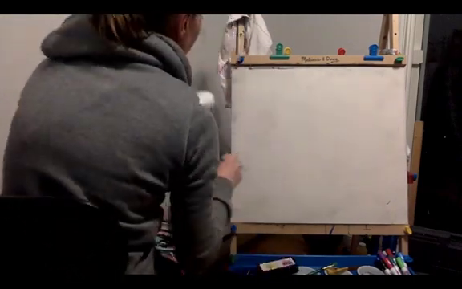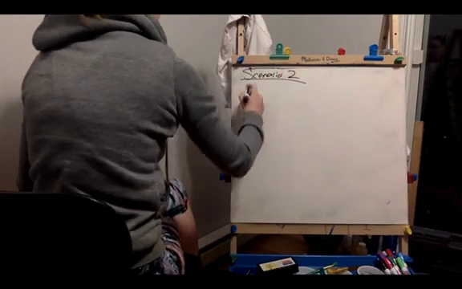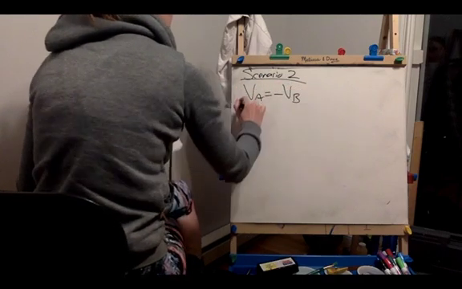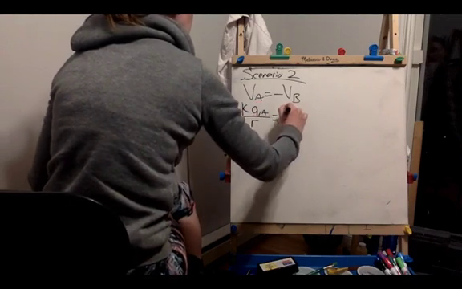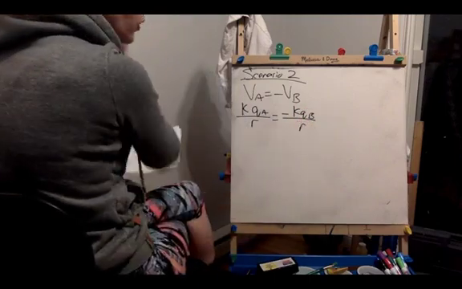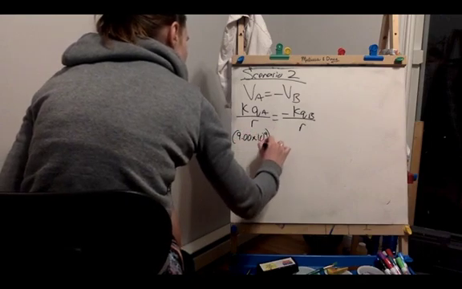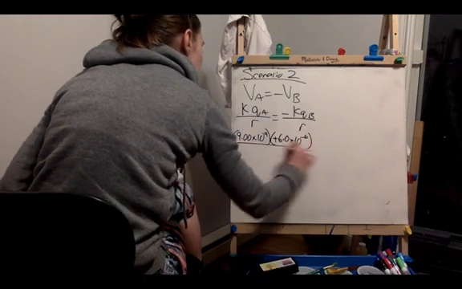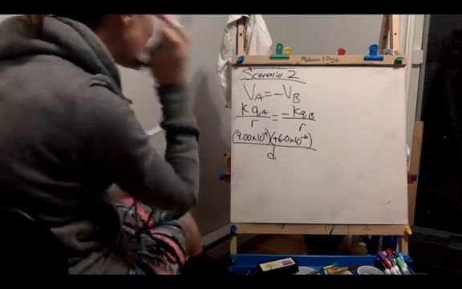Right, so again, when solving absolute values, in scenario 2 here, you've got your VA equal to your negative VB. So again, that's kQA over R is now equal to negative kQB over R. Same idea here, right? This is our 9.00 times 10 to the 9. This was our positive 6.0 times 10 to the negative 6. This was our D, the distance that point P was away from A.